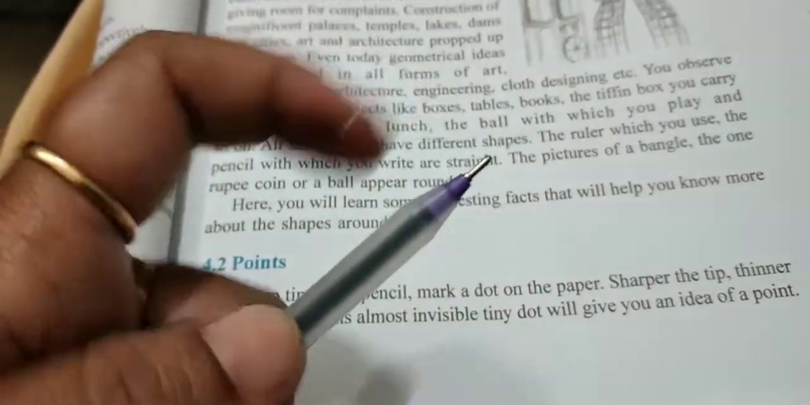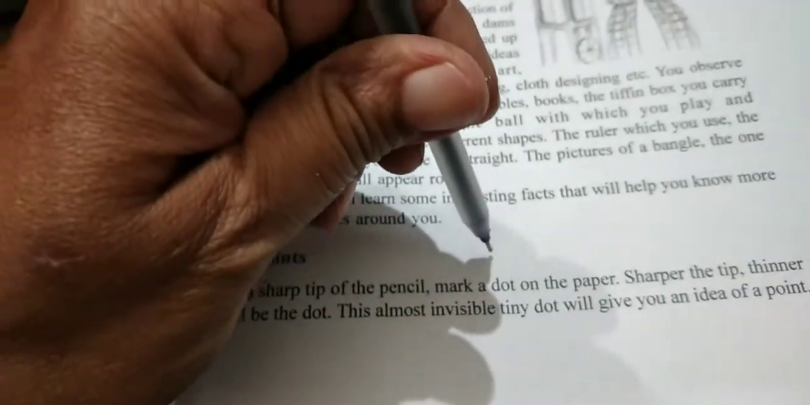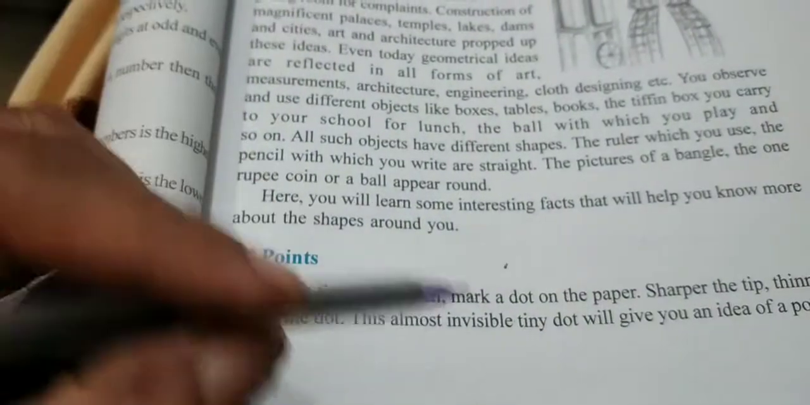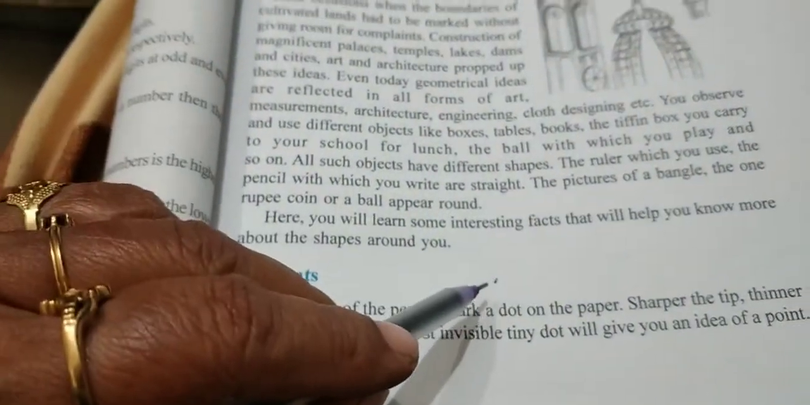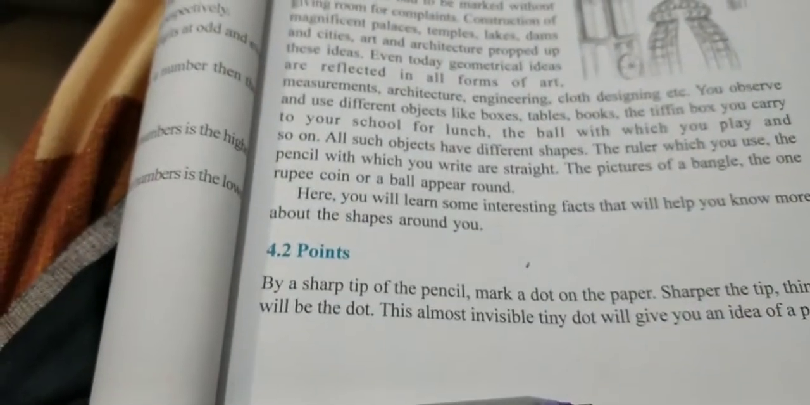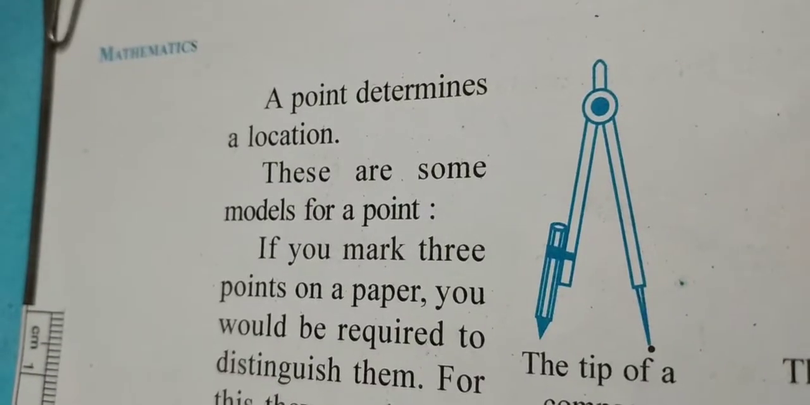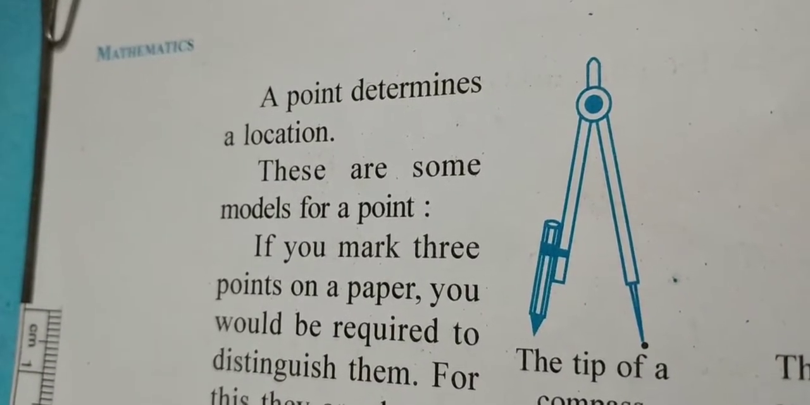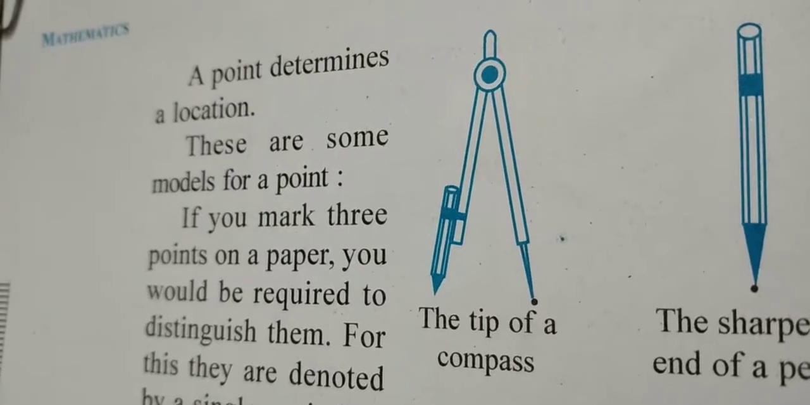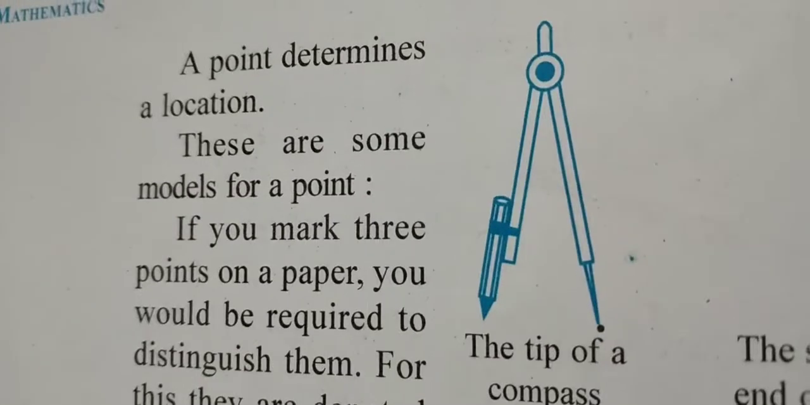Here you can see the tip of the pen. When I just make a mark with this pen, what did I get? A small dot. That is called a point. A point determines a location. These are some models for a point.